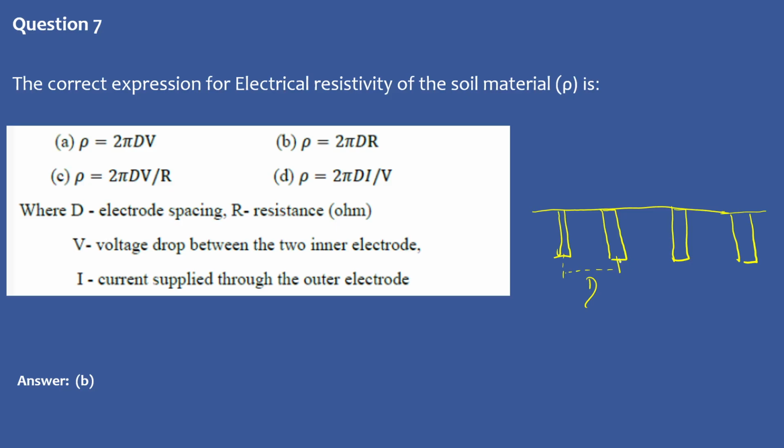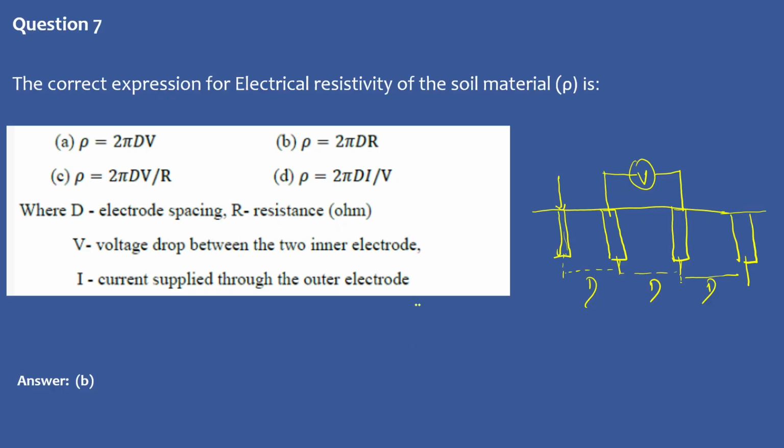So let's say this is D, this is D, and this is D. In the two outer electrodes, we introduce current, such that it is transferred from one to the other, and then we measure the potential difference between the two inner electrodes at the time when the current is being induced from this electrode to that electrode.